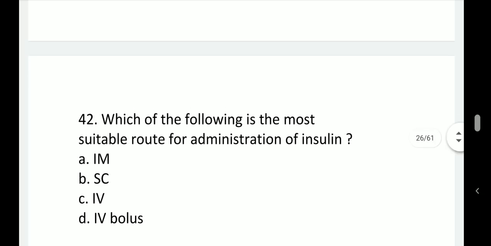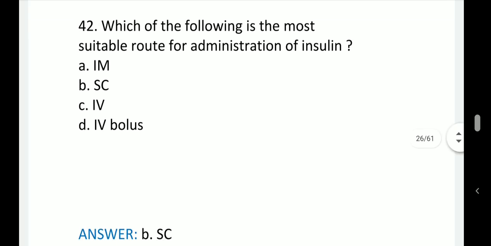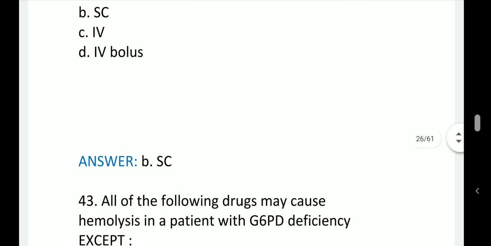Question number 42. Which of the following is the most suitable route for administration of insulin? Option A, IM. Option B, SC. Option C, IV. Option D, IV bolus. Answer is option B, SC.